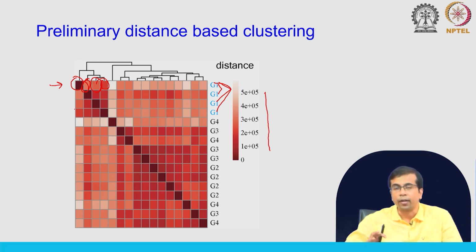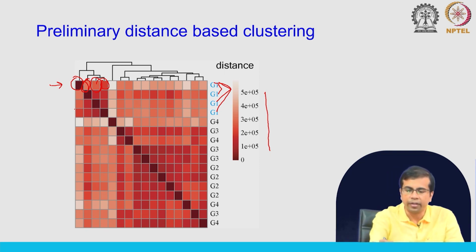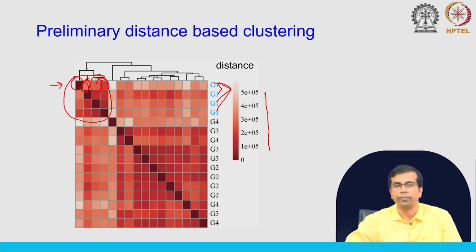So, again, this is now clustered, which means samples that are close to each other in terms of distance will be clustered together. What you see here is that these 4 G1 replicates are clustered together, so they are present in this corner of this matrix, which means they are very similar in expression to each other.